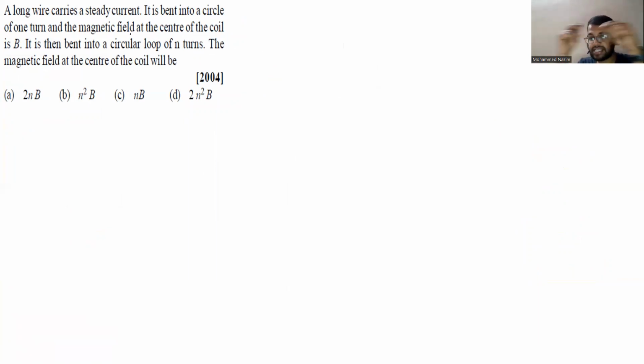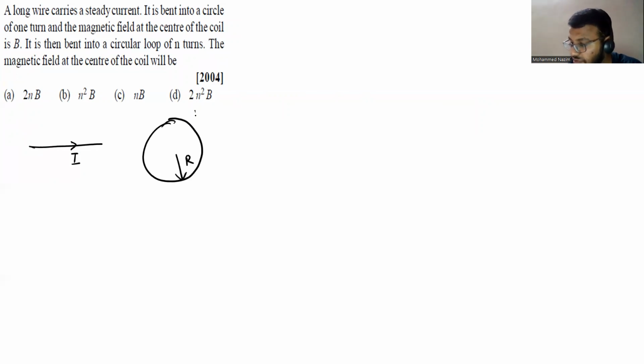Next question: a long wire carries a steady current. There's a wire which is carrying a steady current. Now this wire is bent into a circle of 1 turn. Let us say that radius is R, number of turns is equal to 1. And the magnetic field at the center of the coil is B. What he's telling students is, magnetic field at the center of the coil is B.